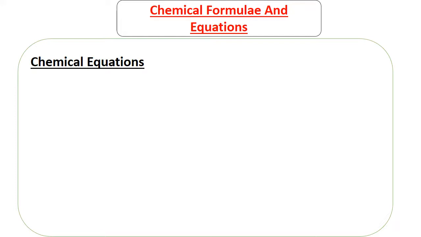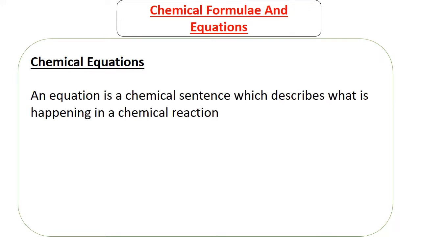Now we'll go to chemical equations. So what are chemical equations? Before we can understand what a chemical equation is, maybe we should understand what an equation is. An equation is a chemical sentence which describes what is happening in a chemical reaction. Actually, this is the definition of a chemical equation. So a chemical equation is basically a chemical sentence describing what is happening in a chemical reaction. If there's a chemical reaction, to represent what's happening, you use a chemical equation.